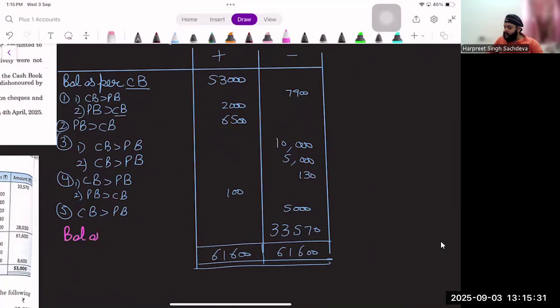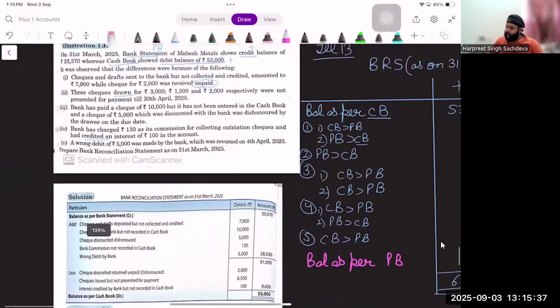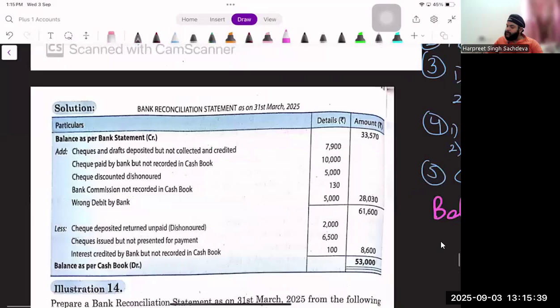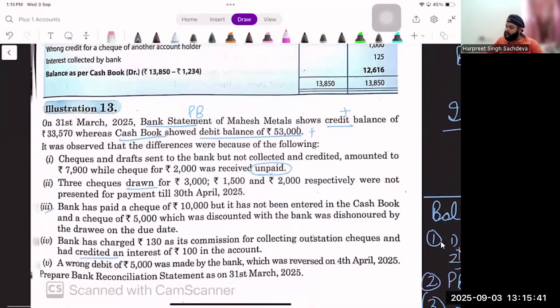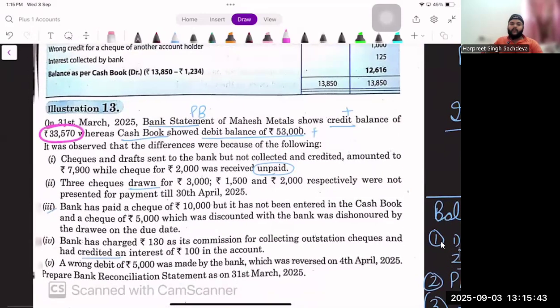Balance as per cash passbook. We started with cash book, so this will be as per passbook. Now we can also check from the answer, but we are also given the other balance at the start of the question. Yes or no?